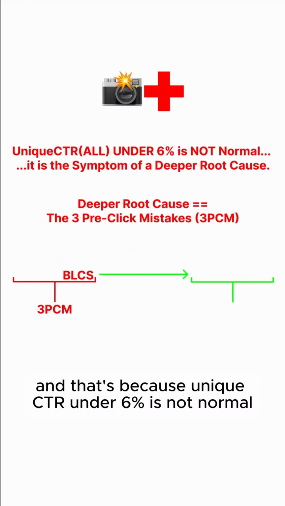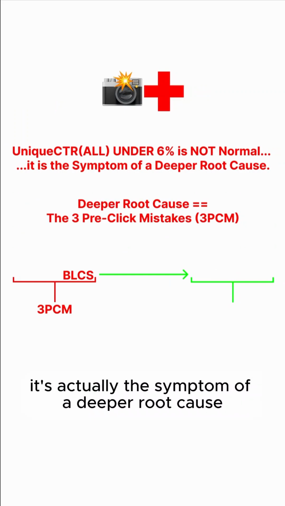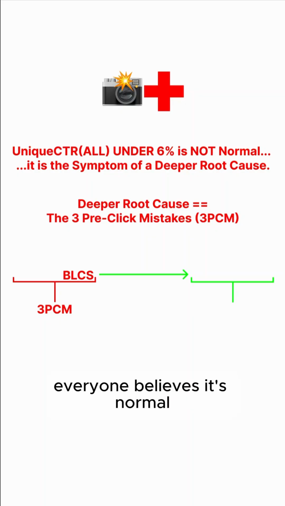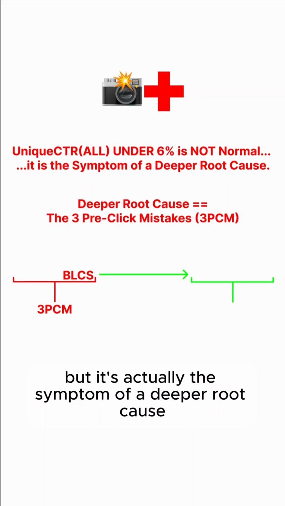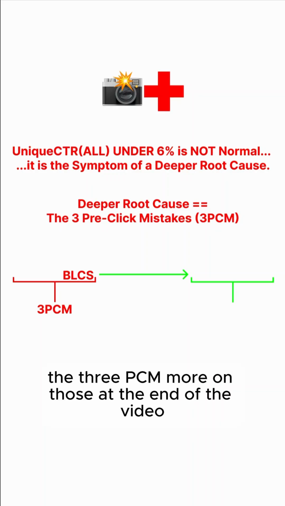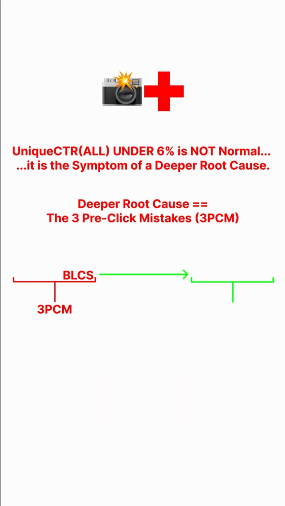And that's because unique CTR under 6% is not normal. It's actually the symptom of a deeper root cause. Now it's common, it's extremely common. Everyone believes it's normal, but it's actually a symptom of a deeper root cause. And those deeper root causes are the 3 pre-click mistakes, the 3 PCM. More on those at the end of the video.